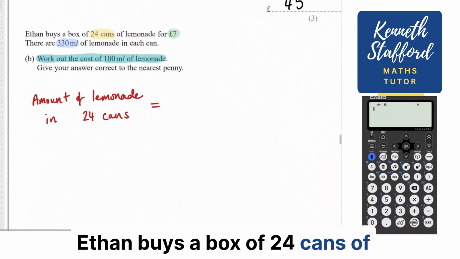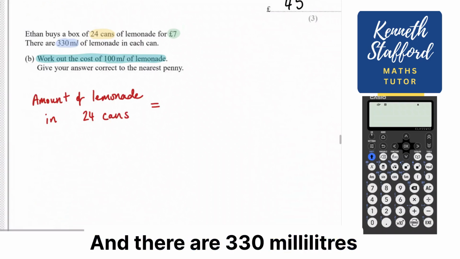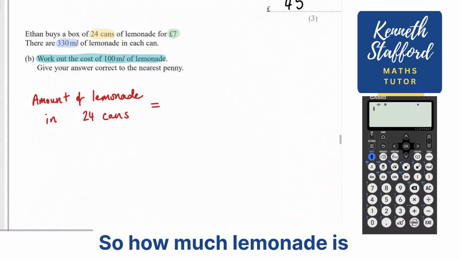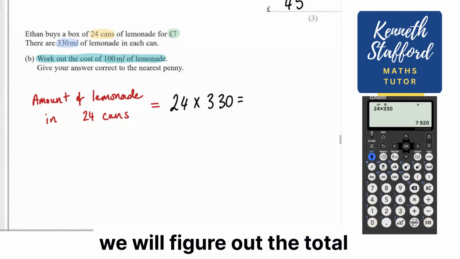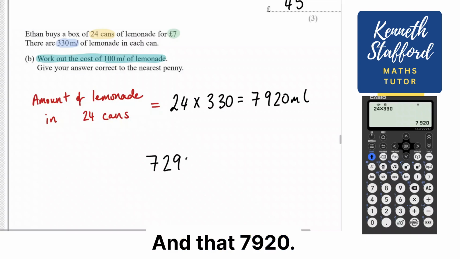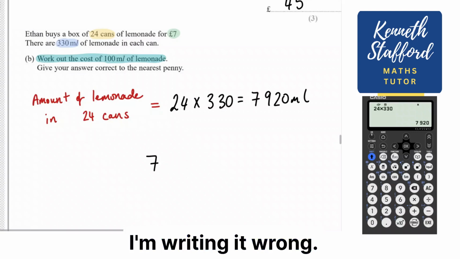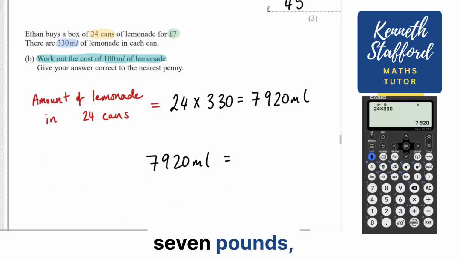Ethan buys a box of 24 cans of lemonade for £7, and there are 330 millilitres of lemonade in each can. So how much lemonade is in the 24 cans? Well, if we do 24 times 330, we will figure out the total amount of lemonade he's bought, which is 7,920 millilitres. And that 7,920 millilitres cost £7.